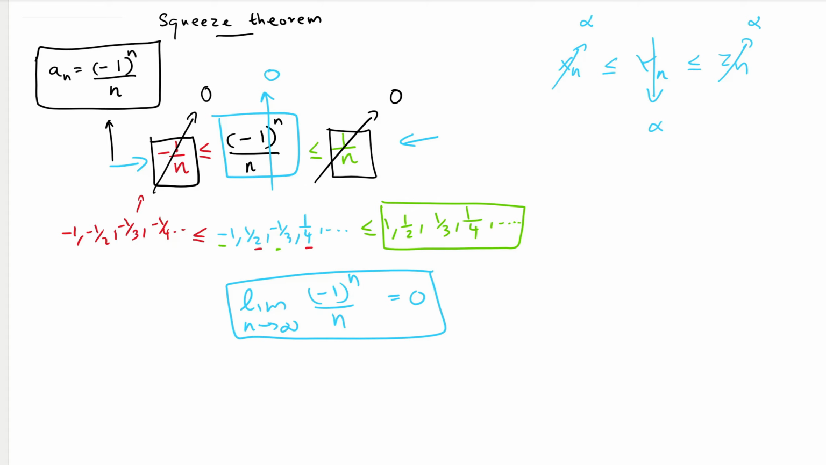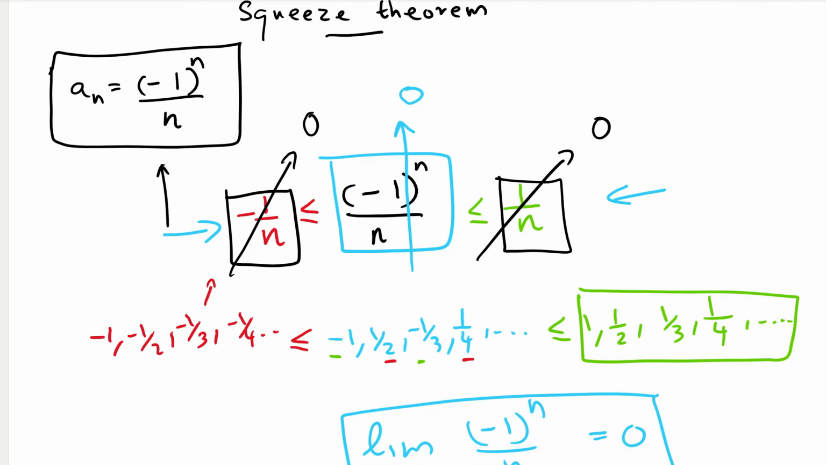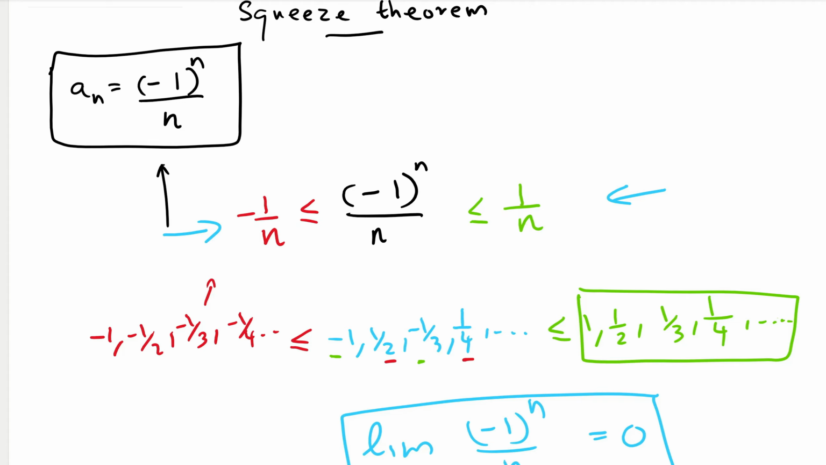Now understand the word squeeze. The reason they call this theorem the squeeze theorem is that, in a way, the sequence in the middle is squeezed by the sequences on the boundary. Think about this. The sequence negative 1 over n is pushing the sequence negative 1 to the n over n from below. And at the same time, the sequence 1 over n is pushing the sequence in the middle from above. So this sequence in the middle gets squeezed, right?